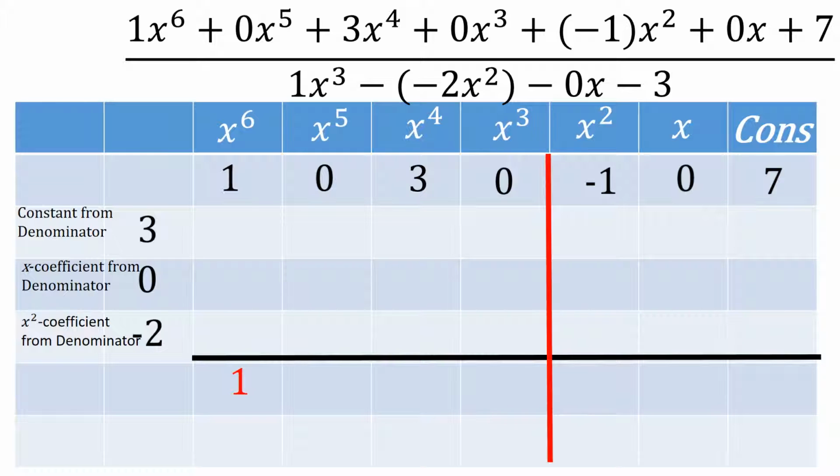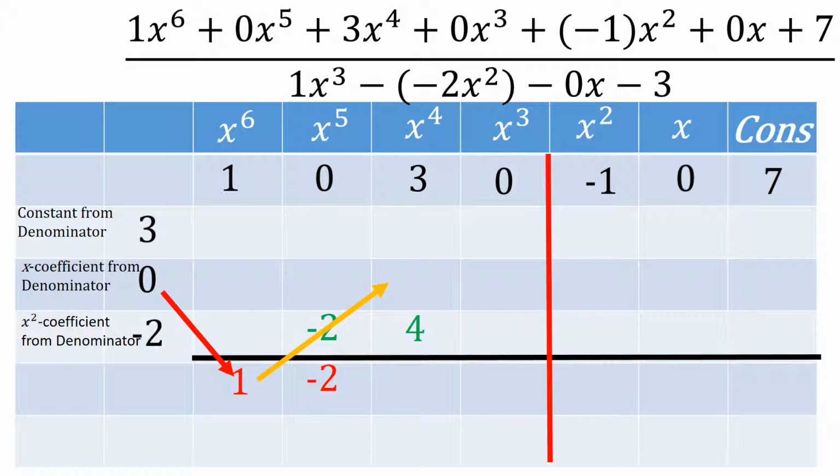Now we will begin multiplying. Negative 2 times 1, the result of that goes where the green arrow points in that cell, and that is negative 2. We then add all of the numbers in the x to the fifth column. That's 0 plus negative 2 and that result is -2. We now multiply -2 times -2, and we get a result of 4. We put that in the cell where the green arrow is pointing.